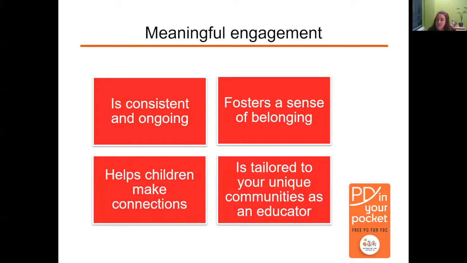It needs to foster a sense of belonging. So we know how important feeling like we belong is to humans, to everyone, especially to children. So feeling part of a community helps children to feel like they belong. Your communities as a family daycare educator are different than every other family daycare educator's community. So for the engagement to be meaningful, it must be tailored to your community. Remember, as family daycare educators, we're all very unique. We have unique homes, we have unique communities, and we need to show that we're tailoring that. So by really focusing on those 4 points there on the slide, that's how we're going to ensure that we're doing meaningful engagement.